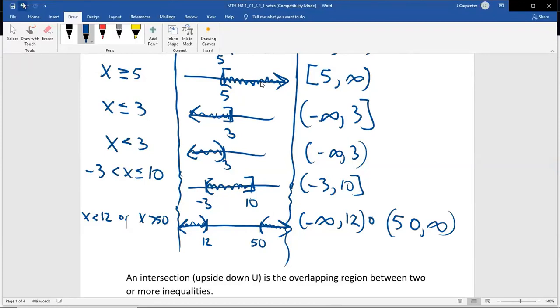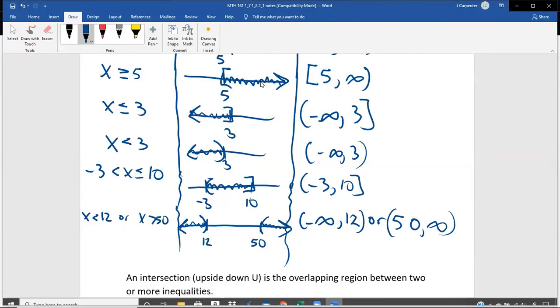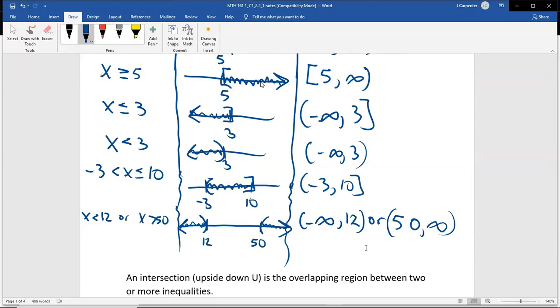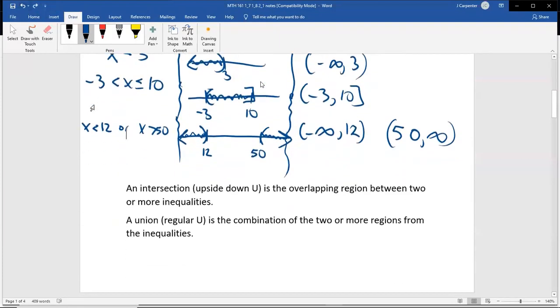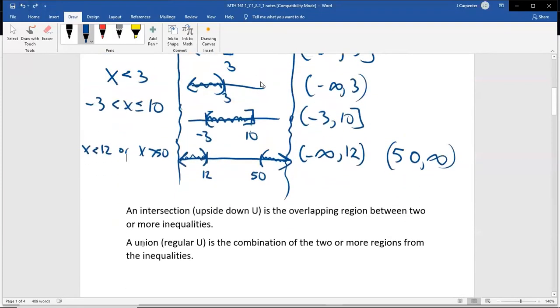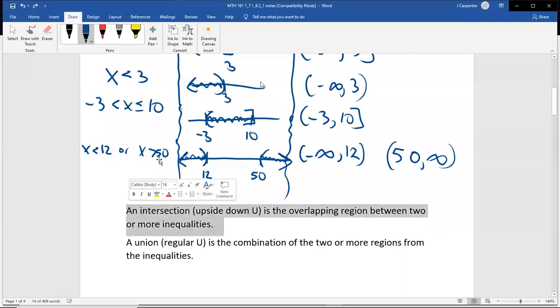And some people might say, oh, we'll just write the word or here. I mean, outside of class, that might get you by perfectly fine. But inside of class, we have a symbol that we need. An intersection, which is an upside down U, is the overlapping region between two or more inequalities. That's not what this is. That says overlapping regions. None of this was overlapping, so clearly that's not what I'm talking about.